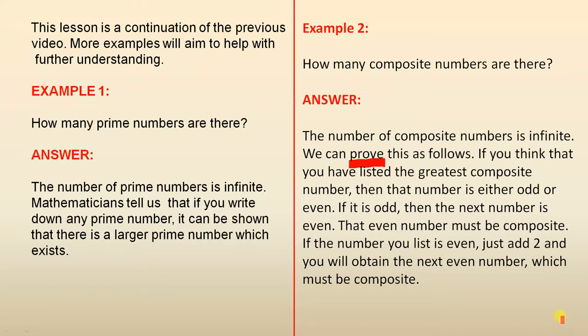If it is odd, then the next number is even, so that number must be composite. But if the number you listed is even, just add 2 and you will obtain the next even number, which must be composite. So if you do either of those things, you can see that if you reckon you've got the largest composite number, well, you haven't, because there's another one above it.